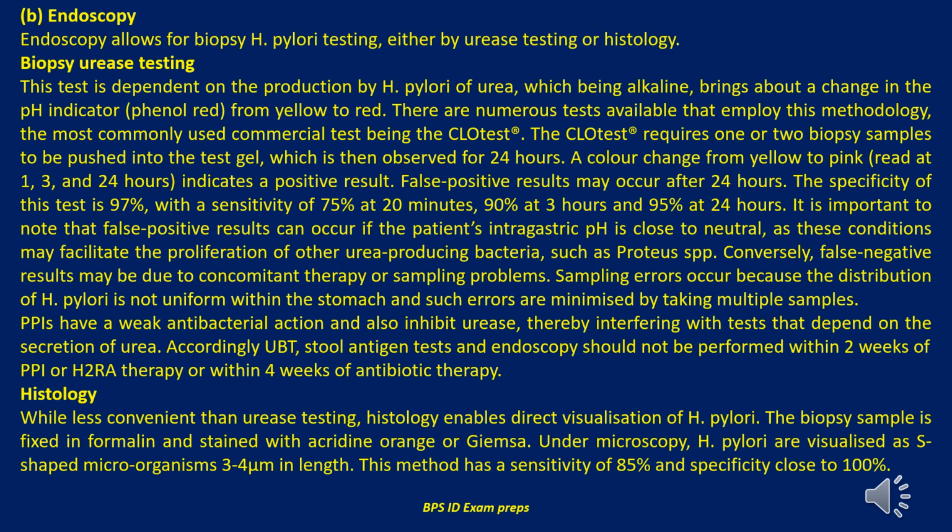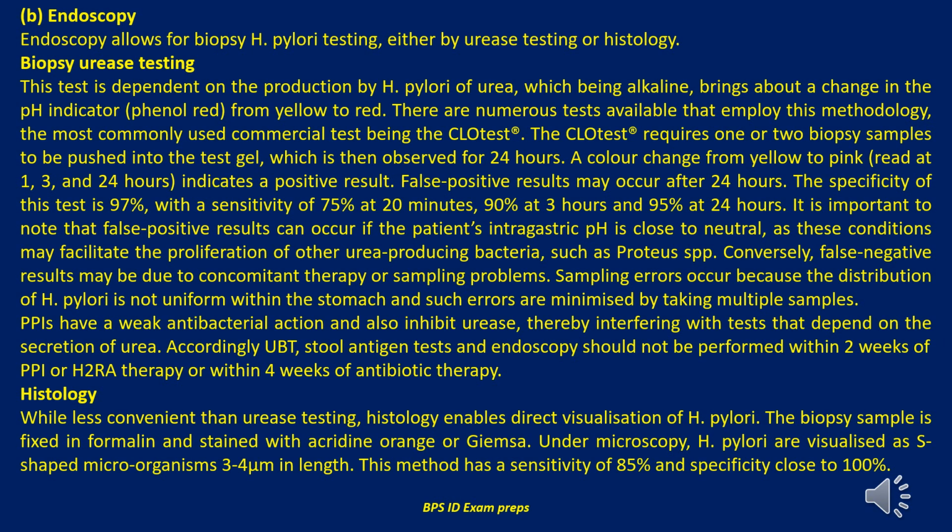95% at 24 hours. It is important to note that false positive results can occur if the patient's intragastric pH is close to neutral, as these conditions may facilitate the proliferation of other urea-producing bacteria, such as Proteus species. Conversely, false negative results may be due to concomitant therapy or sampling problems.